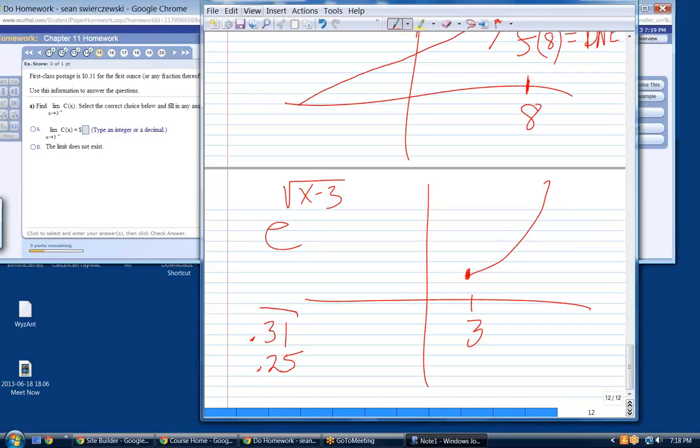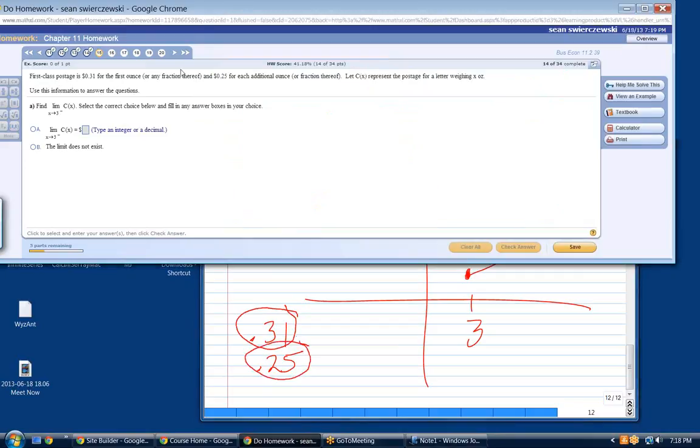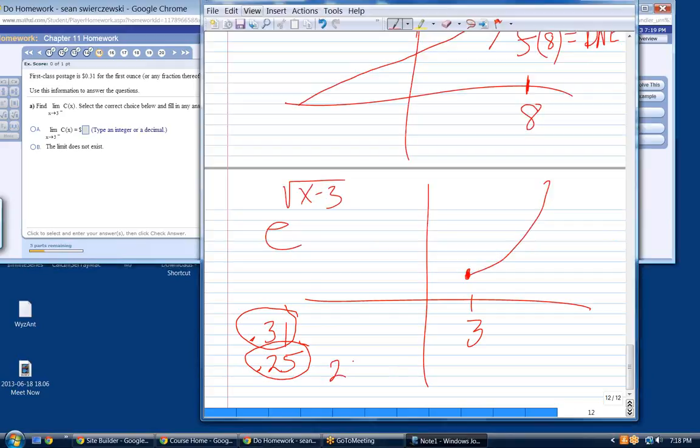In other words, the first ounce is going to be that. The second ounce is going to be that. And any fraction thereof of a third ounce, which we have, is going to be 0.25. So would you say 0.81? Yeah. Looks right to me.